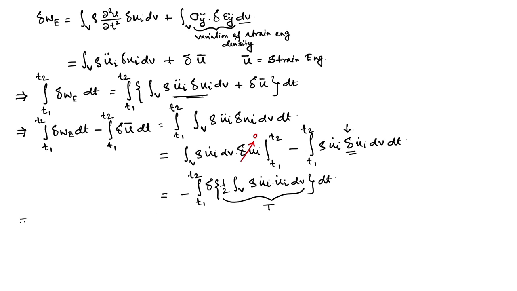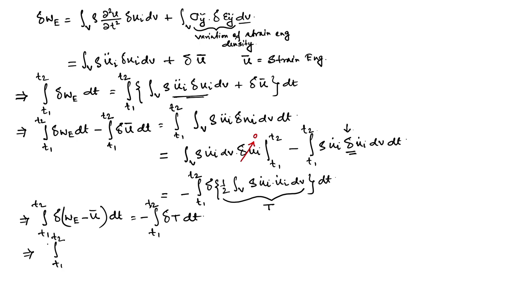So, what we have effectively is the integral from T1 to T2 of delta W_e minus u bar dt is equal to minus the integral from T1 to T2 of delta T dt. So, effectively what we get is the integral from T1 to T2 of delta of W_e minus u bar, plus T, dt is equal to 0.